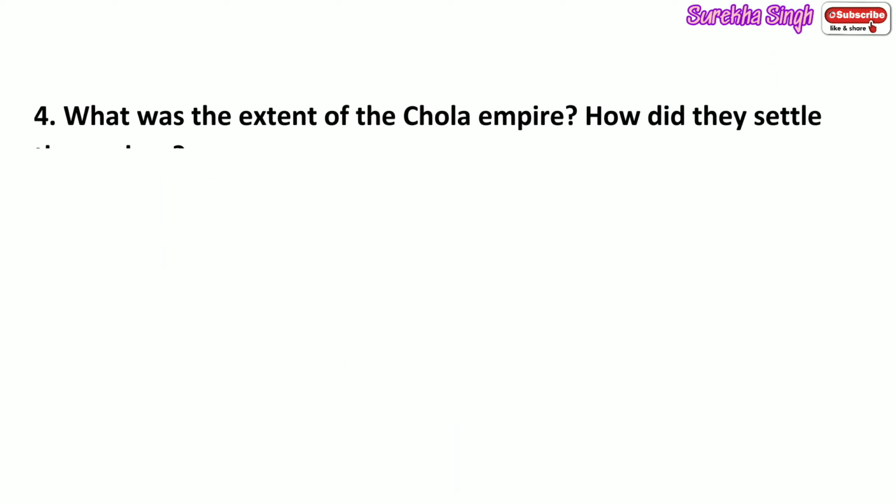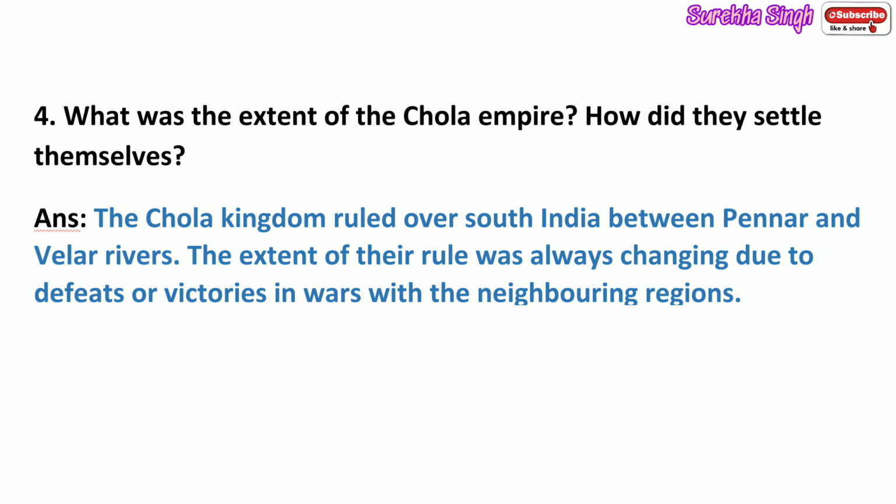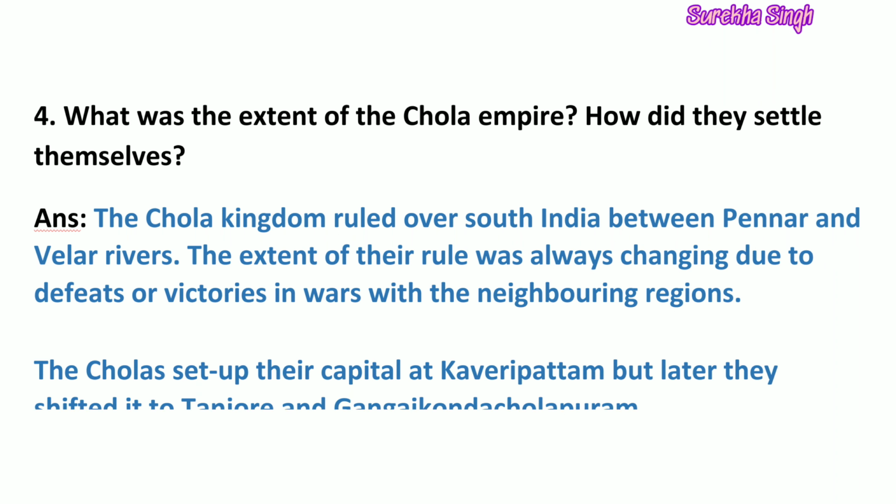4. What was the extent of the Chola Empire? How did they settle themselves? The Chola kingdom ruled over South India between Pennar and Velar rivers. The extent of their rule was always changing due to defeats or victories in wars with neighboring regions. The Cholas set up their capital at Kaveripattam, but later they shifted it to Tanjore and Gangaikonda Cholapuram.